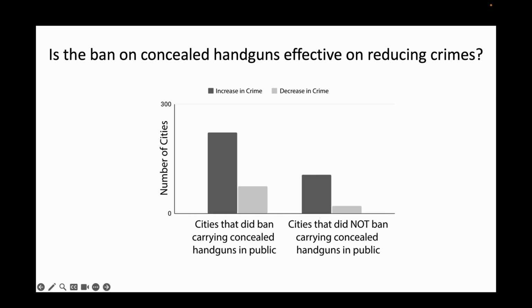What if the topic was about the effectiveness of a legislation on reducing crimes? To demonstrate the potential effects, we conducted a second study about the effect of a legislation on crimes in the city. The legislation calls for a ban on carrying concealed handguns in public for several cities in a state. Here's the data showing the number of cities that observed an increase versus decrease in crime after concealed handguns have been banned, to be compared with cities that chose not to ban concealed handguns.